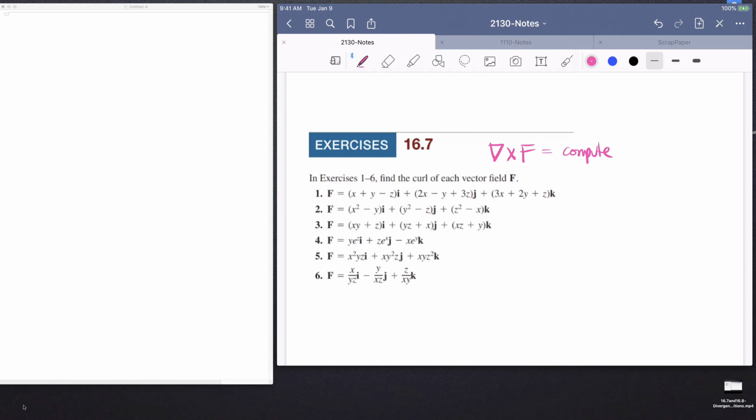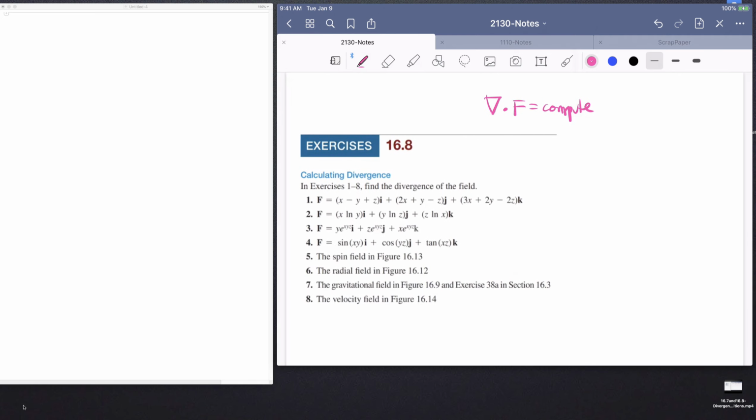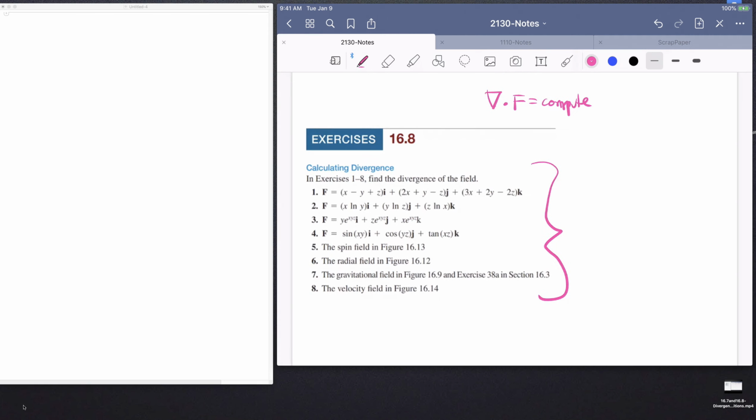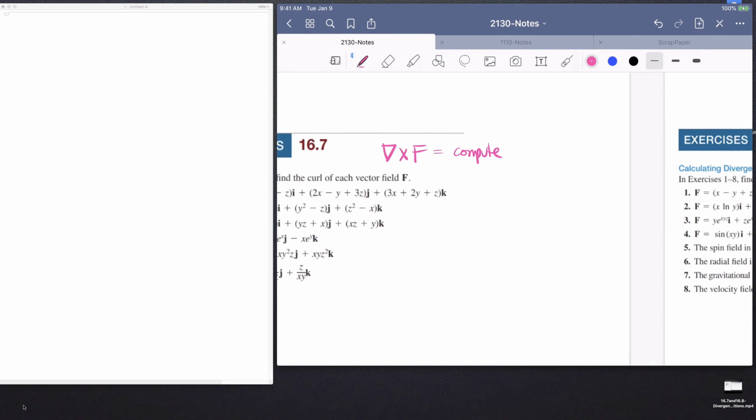Right, in a previous video, we defined the curl operation, the curl of a vector field, and here are some examples that you could try to practice computing the curl. We also learned about the divergence operation, and here are some examples of vector fields that you could try to compute the divergence of.